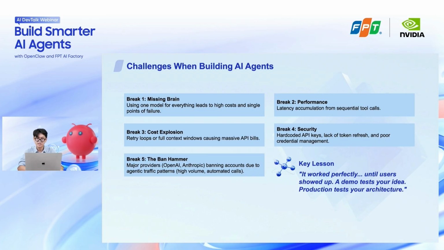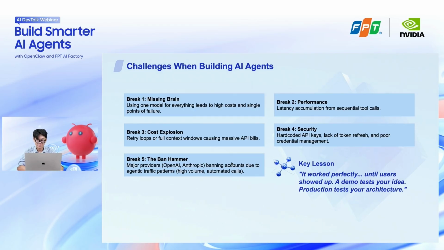There's break 3, cost explosion. Each step sends the full conversation history. One user triggers a retry loop, 47 retries, full context every time. You wake up to a $300 bill, or in my case, my agent discovered online shopping while I was asleep, and it did not have good taste.